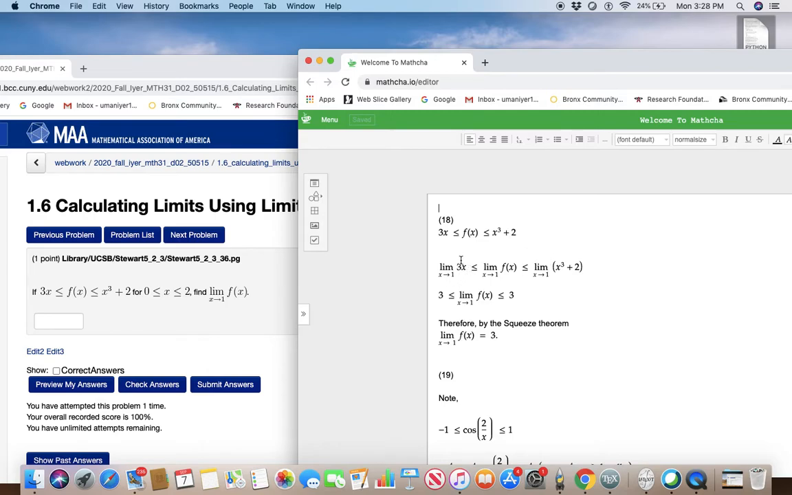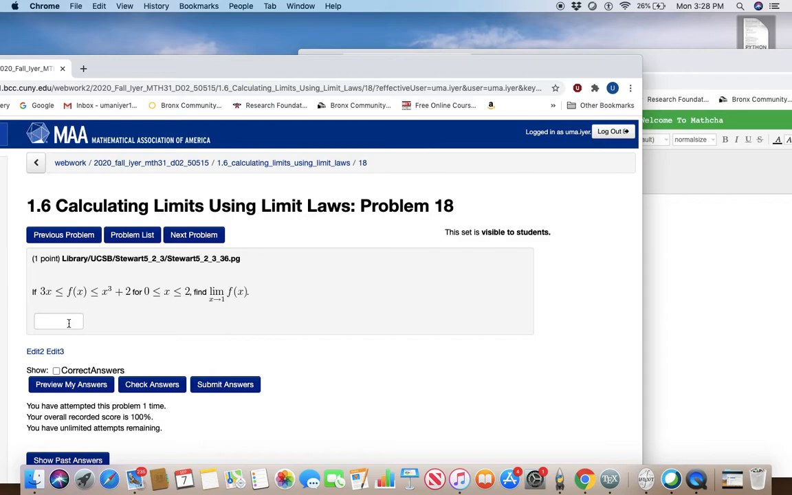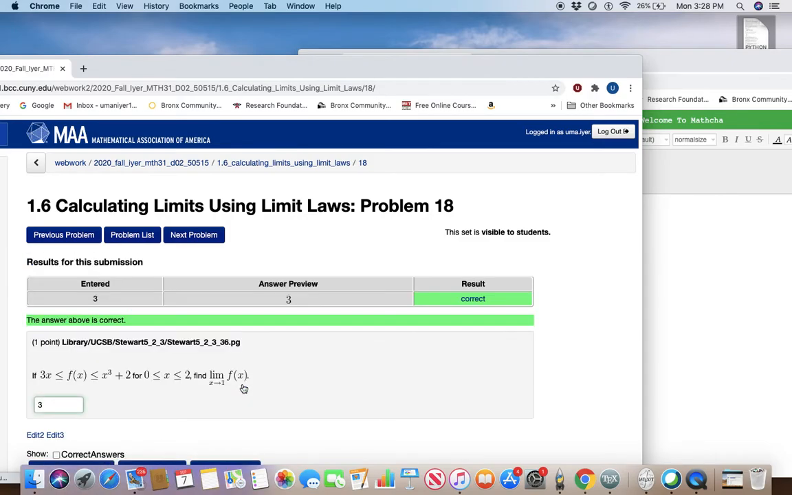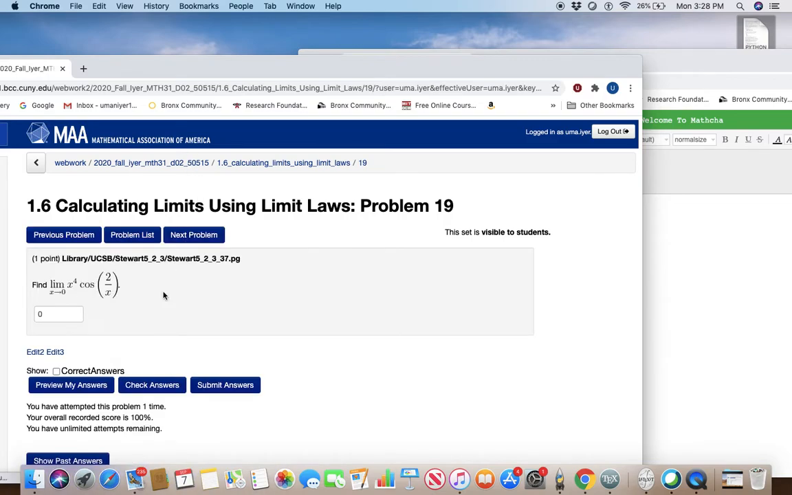When x approaches 1, this becomes 3, and this, 1 plus 2, also becomes 3. In other words, the limit as x approaches 1 of f(x) is between 3 and 3. So by the squeeze theorem, the limit of f(x) is equal to 3. Something that's between 3 and 3 is just 3. So that's correct. Next problem.